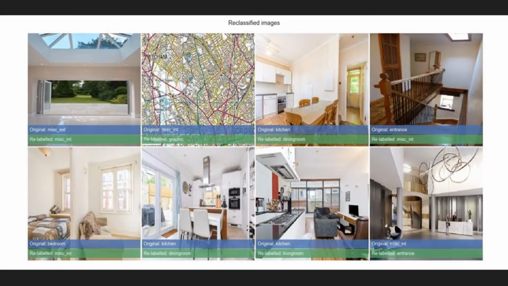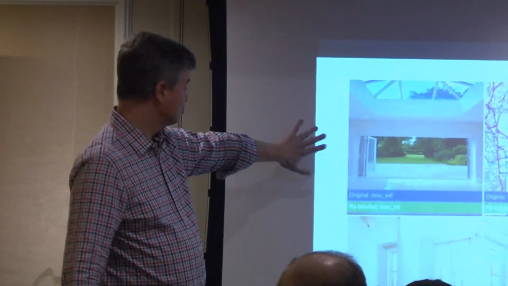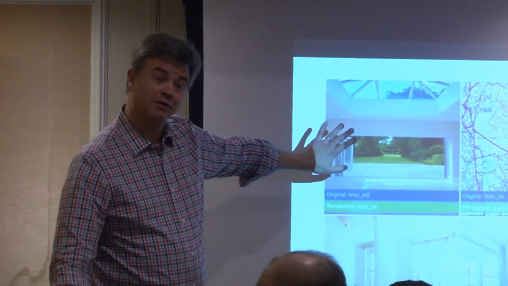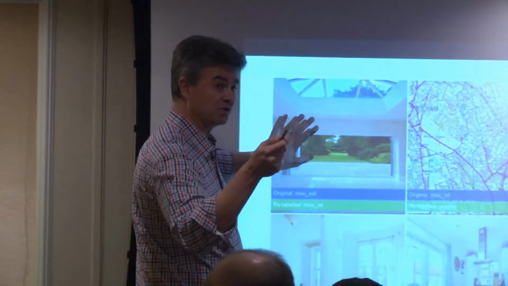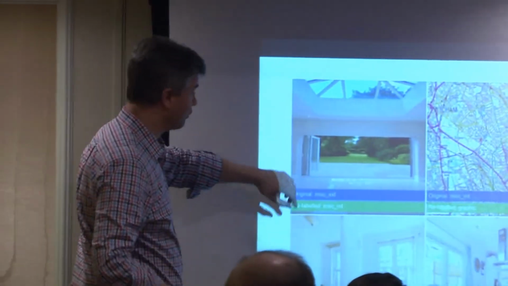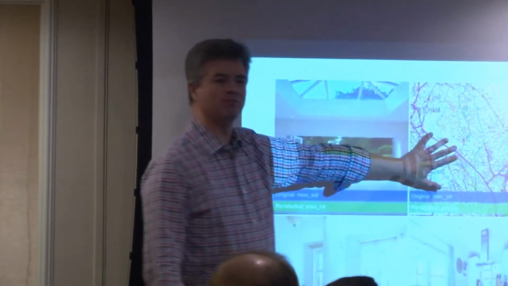Some data challenges. The data labeling was so-so. Partly the labels were ambiguous, partly the labeling just wasn't good quality. But here's some good ones. What's that? That's an entrance. Is it? It was labelled miscellaneous internal. It's not a conservatory. For all sorts of building reg definitions, it's not a conservatory. It's miscellaneous. That was labelled miscellaneous internal.